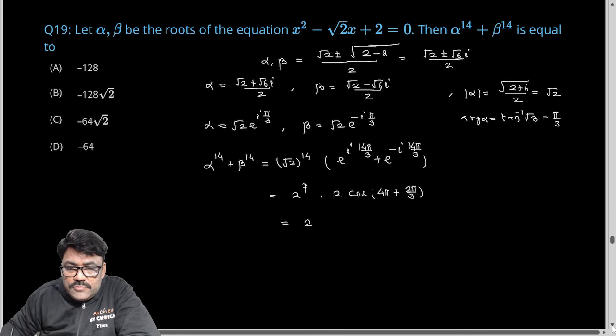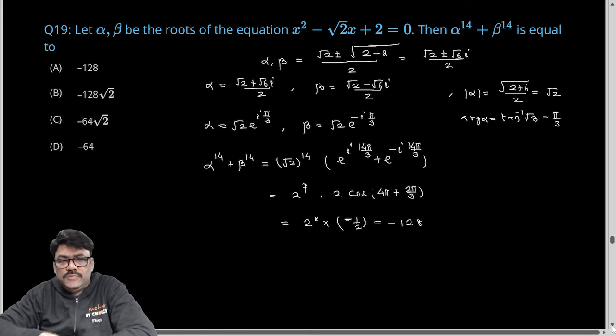So it is 2 raised to 8. And now cos of 4 pi plus 2 pi by 3. 4 pi is an even multiple of pi, so effectively 0. It is cos 2 pi by 3, 120 degrees, which is minus half. So hence your final answer is minus 128. A should be the correct option here.